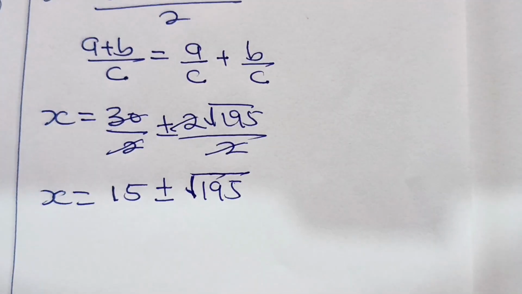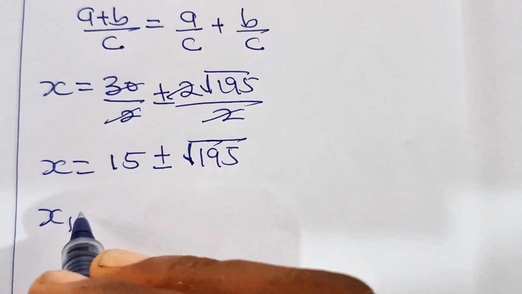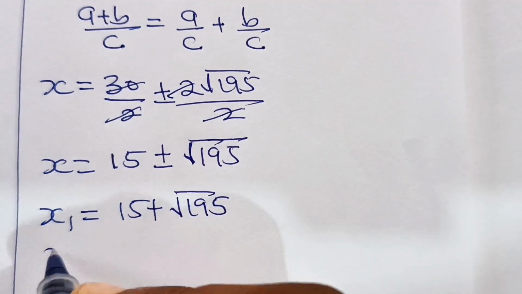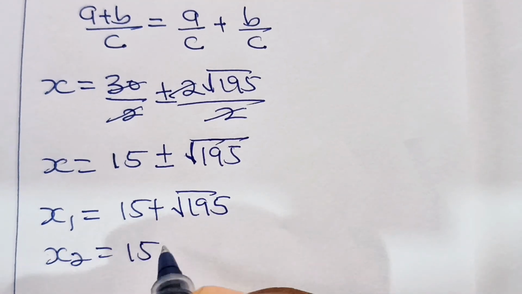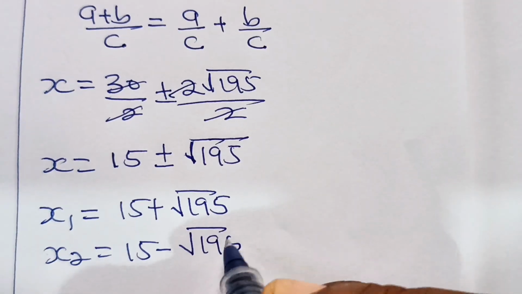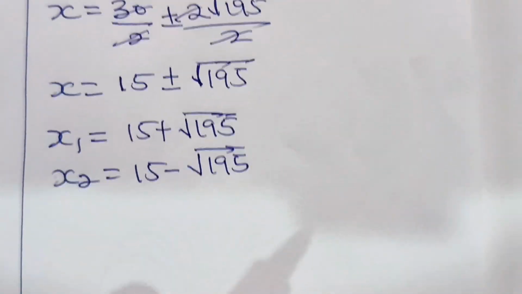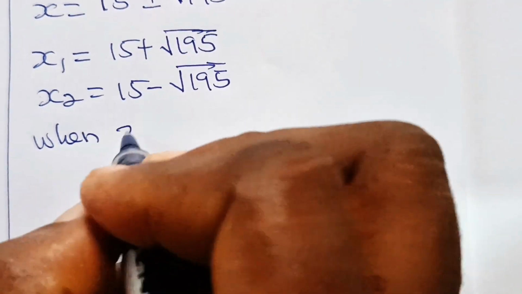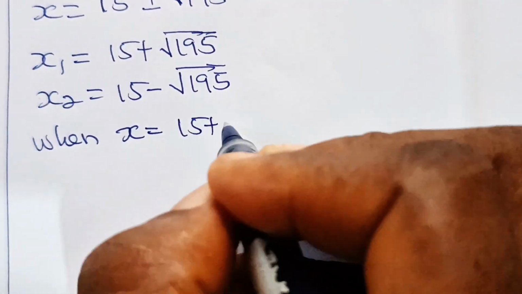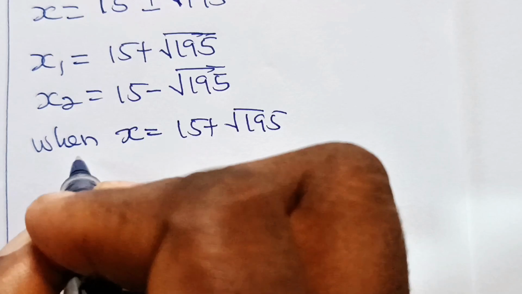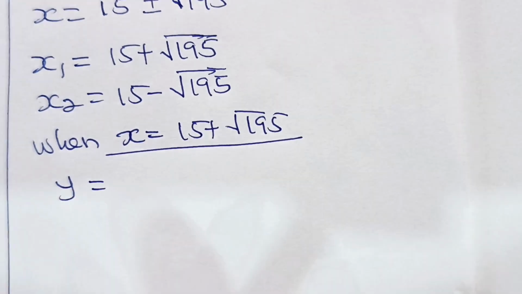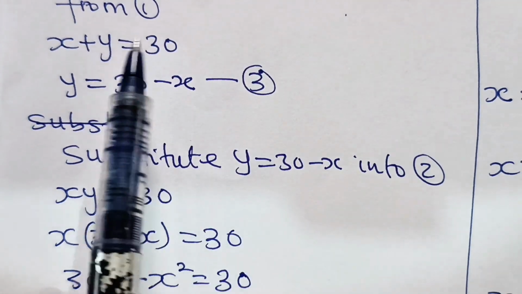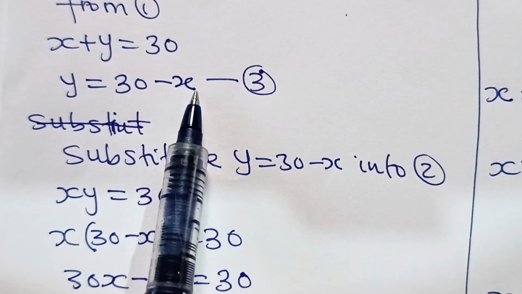So it means that we have two values of x. x1 is equal to 15 plus root 195, and x2 is equal to 15 minus root 195. So it simply means that we also have two values of y. Now when x is equal to 15 plus root 195, y is equal to, recall where we said let y be equal to 30 minus x.